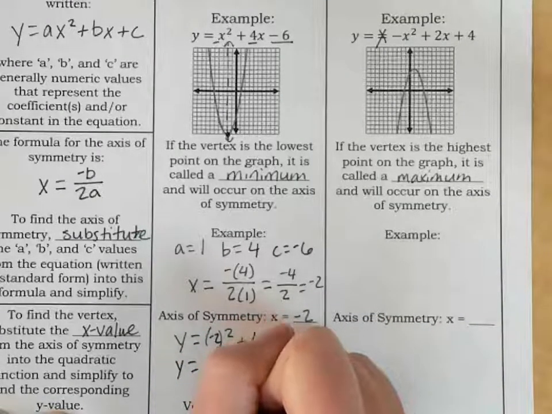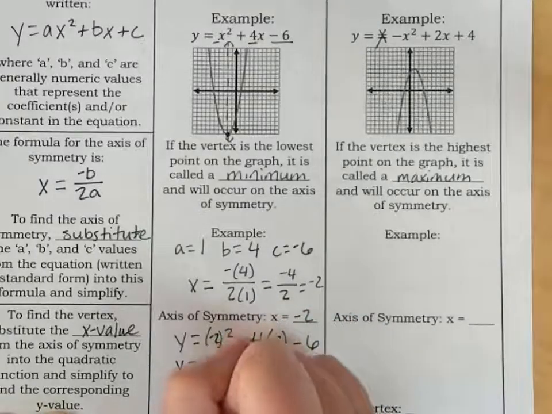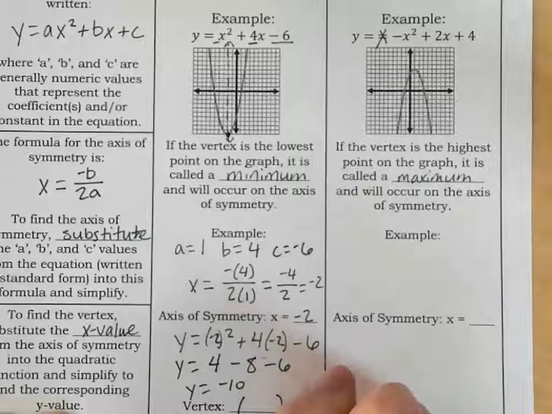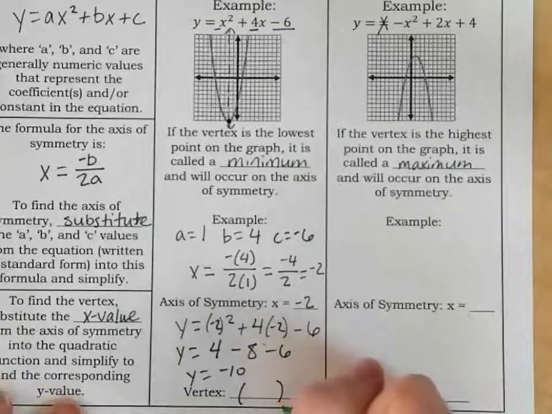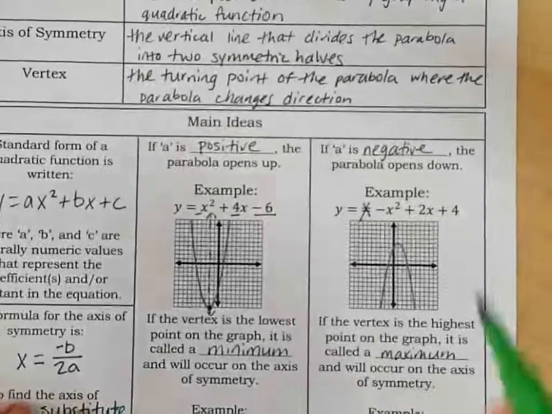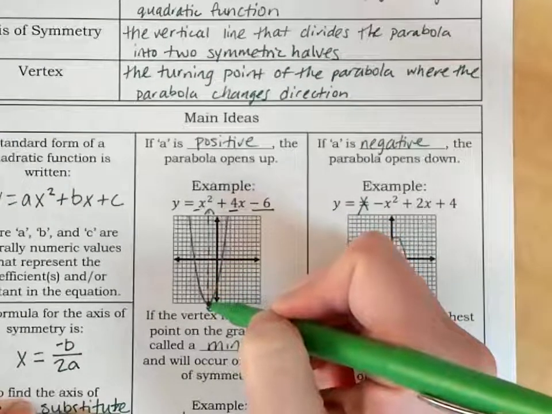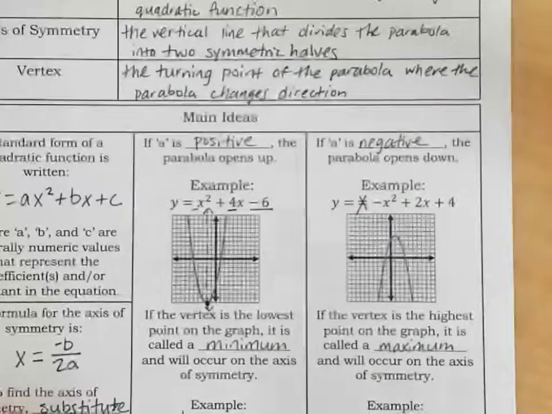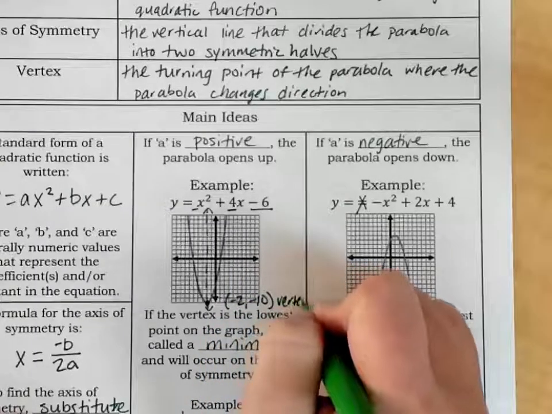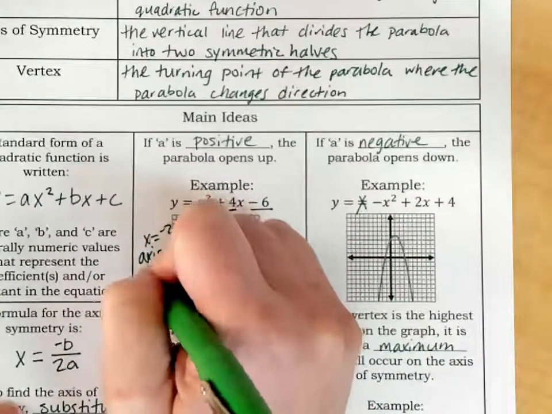Negative 2 times negative 2 is a 4. 4 times negative 2 is negative 8, and negative 6 gets brought down. When we simplify that, 4 minus 8 minus 6 gives me negative 10. So my vertex is a point on the graph, so it's going to be written as an ordered pair. X is negative 2, y is negative 10. And if I look here on my graph, negative 2, then 1, 2, 3, 4, 5, 6, 7, 8, 9, 10, negative 10. That's my vertex point. So negative 2, negative 10 is the vertex, and x equals negative 2 is the axis of symmetry.